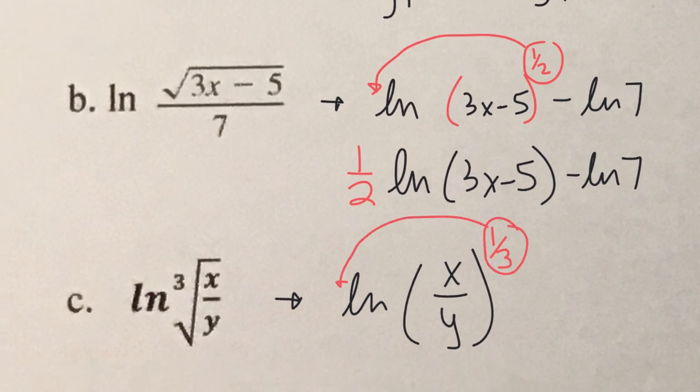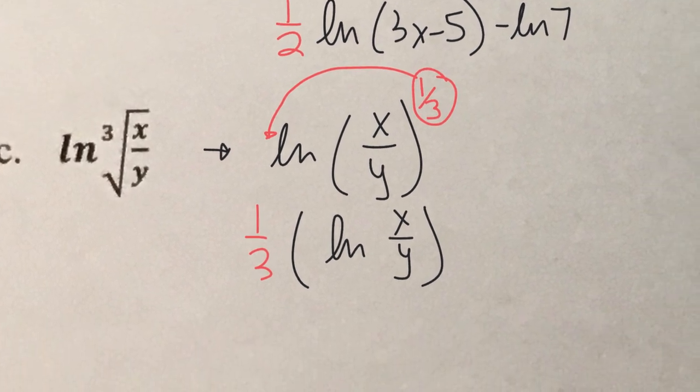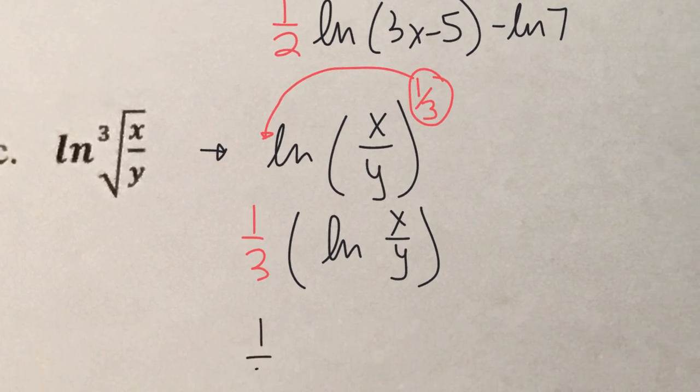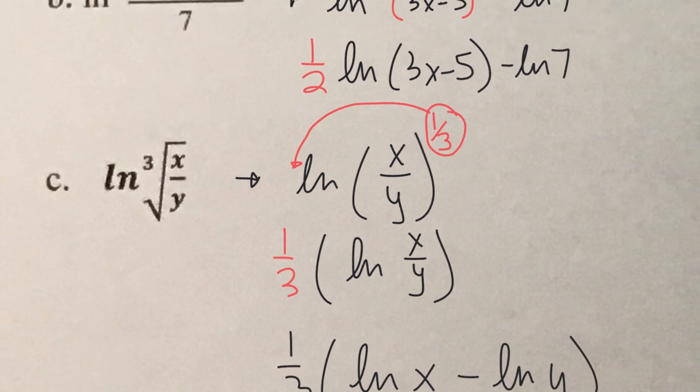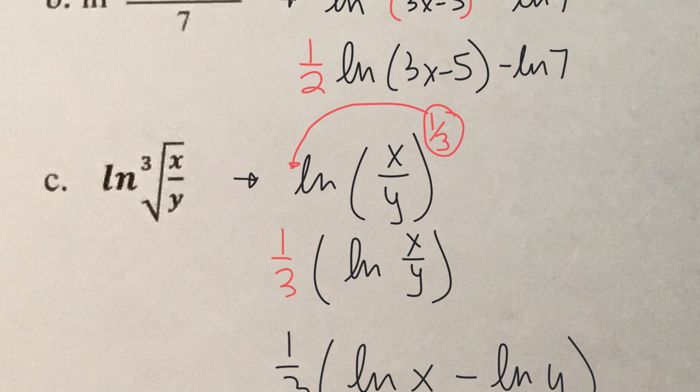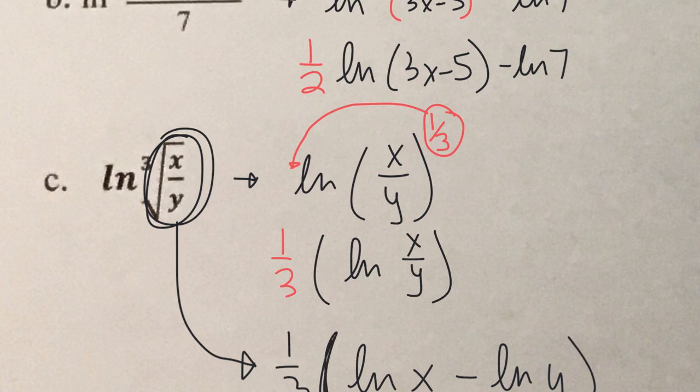So the 1/3 comes in front. The 1/3 goes to all of this stuff, natural log of x over y. Because now we're going to split your x over y into the natural log of x, the top thing, minus the natural log of the bottom thing. And since both of those things were being rooted in the beginning, the root comes to the outside in parentheses, not to either one of your different terms there. So that's how we expand.